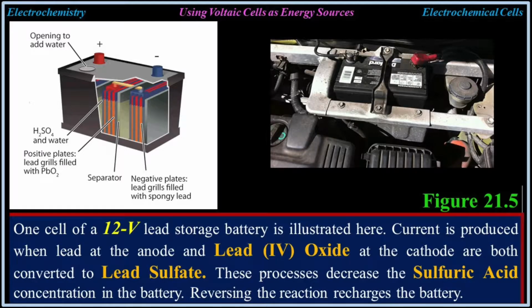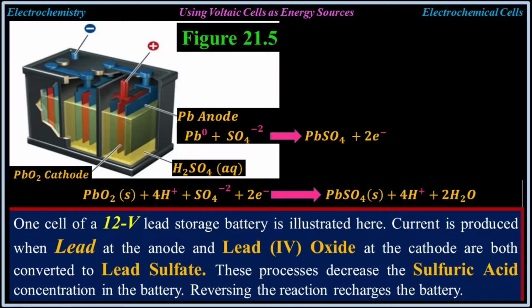One cell of a 12-volt lead storage battery is illustrated here. Current is produced when lead at the anode and lead(IV) oxide at the cathode are both converted to lead sulfate. These processes decrease the sulfuric acid concentration in the battery. Reversing the reaction recharges the battery. Study this very carefully. It'll be very important in the coming slides.